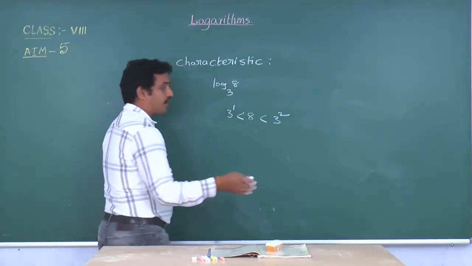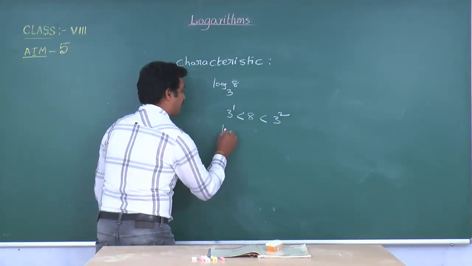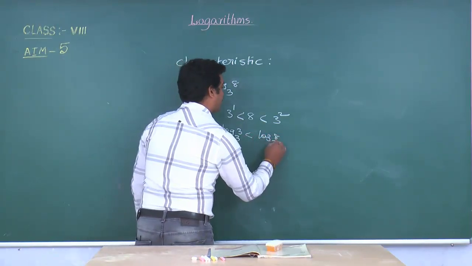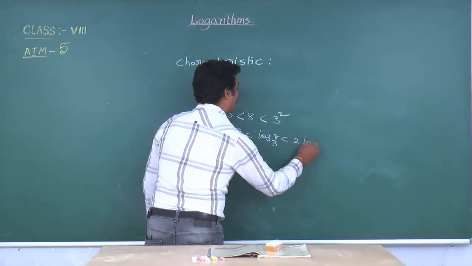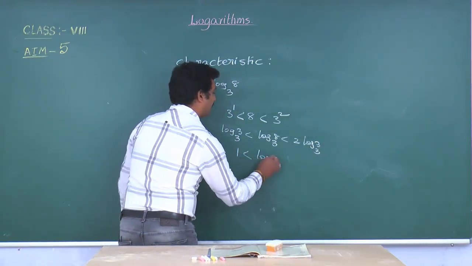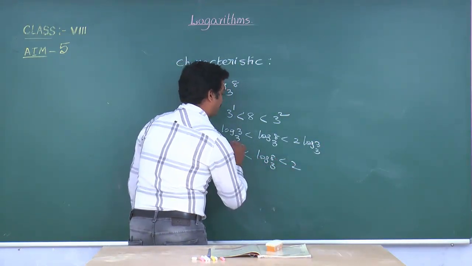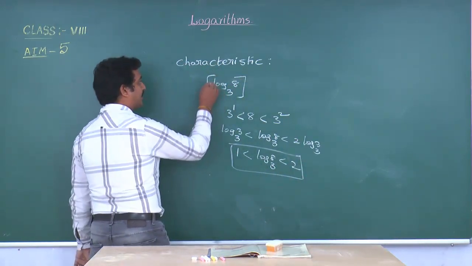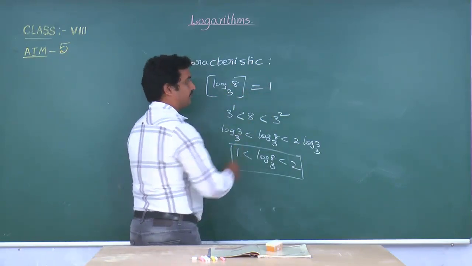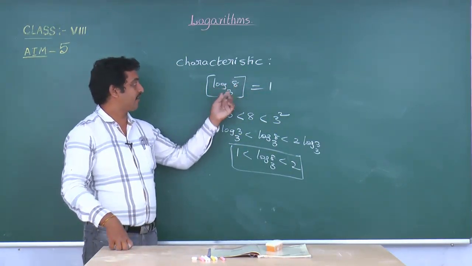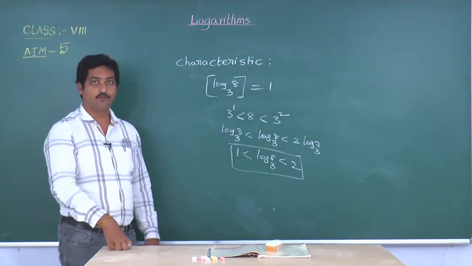Therefore, apply the logarithm with base 3. Then log 3 to the base 3 is less than log 8 to the base 3, which is less than log 9 to the base 3, that is, 1 is less than log 8 to the base 3 is less than 2. What is its integral part? Its integral part is equal to 1. Therefore, the characteristic of log 8 to the base 3 is equal to 1.